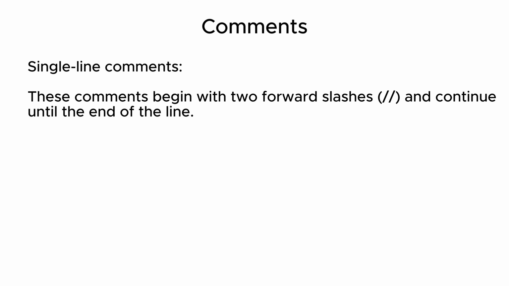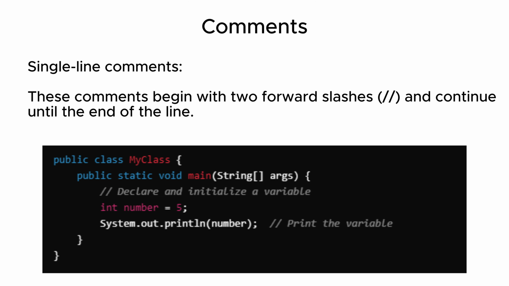One, single-line comments. Single-line comments are used to comment out a single line or part of a line of code. These comments begin with two forward slashes. Everything after the two forward slashes on that line is considered a comment.